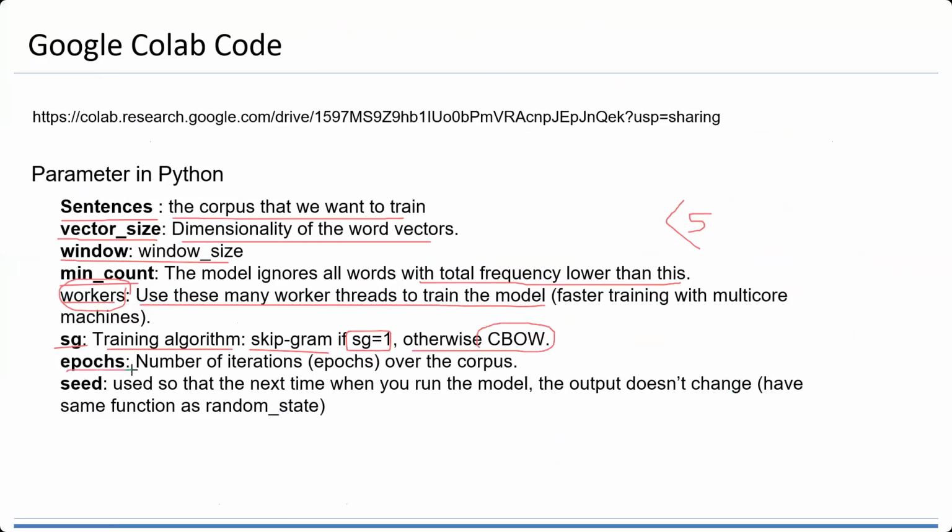And we can also define the epoch, the number of iterations over the corpus, and we can also set the seed. This is a kind of indexing in the computer when you run the model, so you can have the same result.